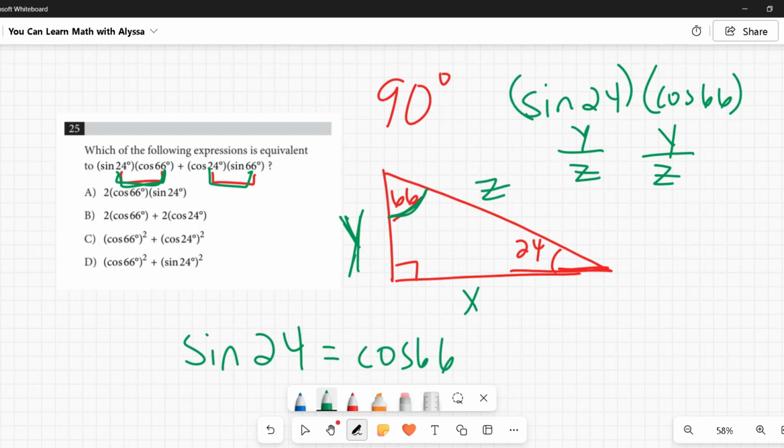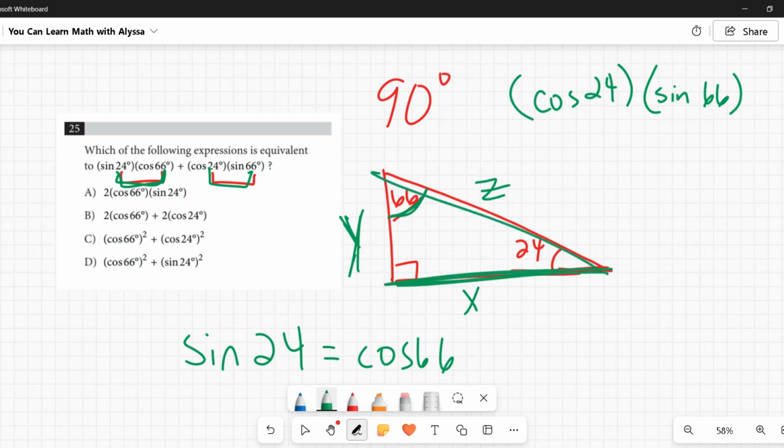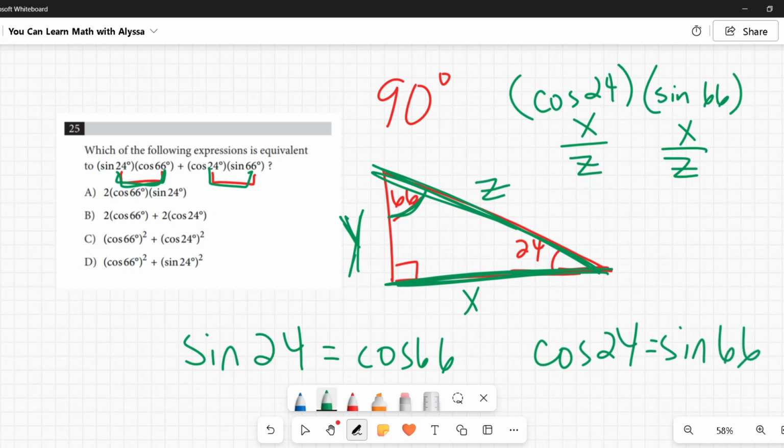And I've got a sneaky suspicion the same thing's going to happen over here. But let's just be careful. Let's do what we're asked to do, just to be sure. We don't want to assume something and get it wrong. Cosine of 24 times sine of 66. That's the second part of this. Cosine of 24, this is the adjacent, this is the hypotenuse, so it would be x over z. Sine of 66 is the opposite over the hypotenuse, so again, x over z. Sure enough, cosine of 24 and sine of 66 are the same thing.